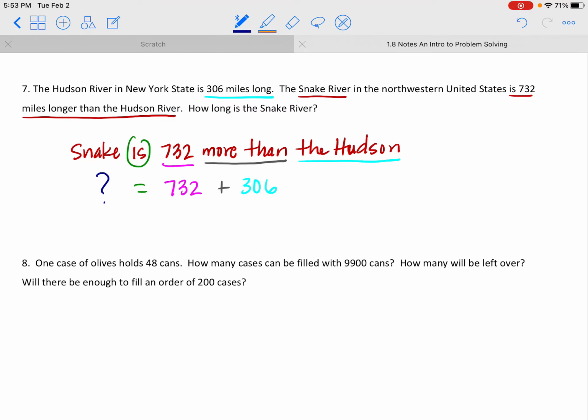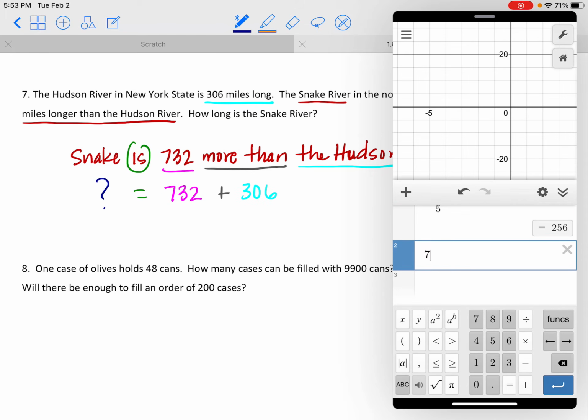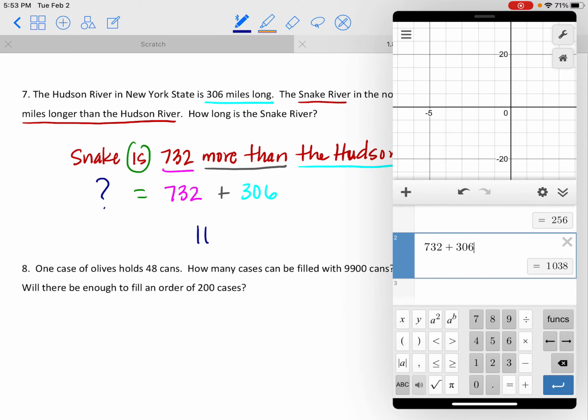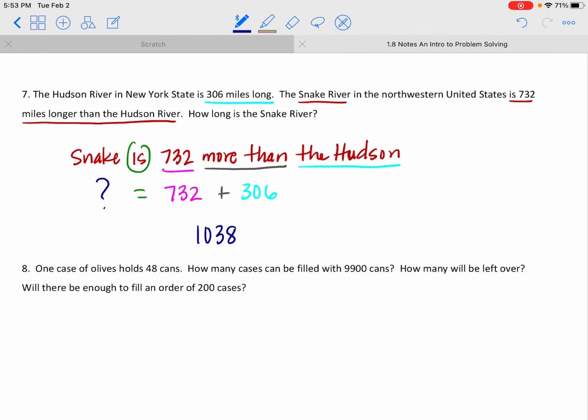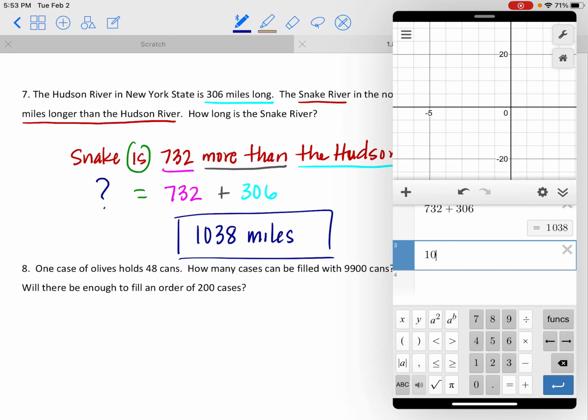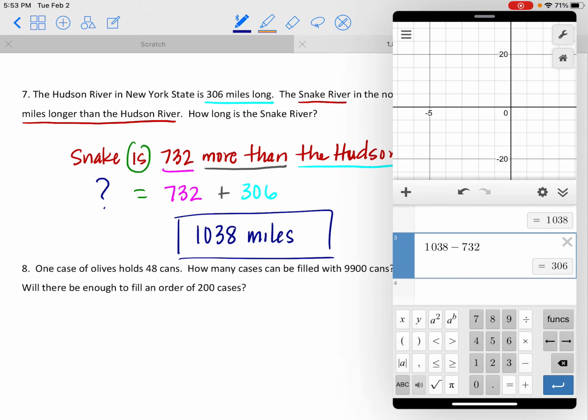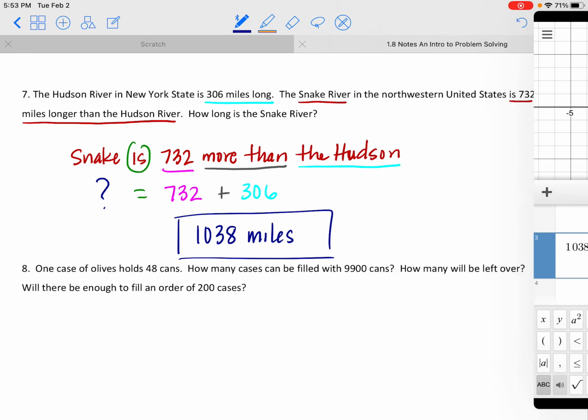Well, we have to add the 732 and the 306, and let's just use the calculator. 732 plus 306 makes 1,038. And that's the total number of miles in length for the Snake River. So 1,038 miles. And that makes sense. If I had 1,038 miles and I subtracted out the 732, there's the 306 that I started with for the Hudson.